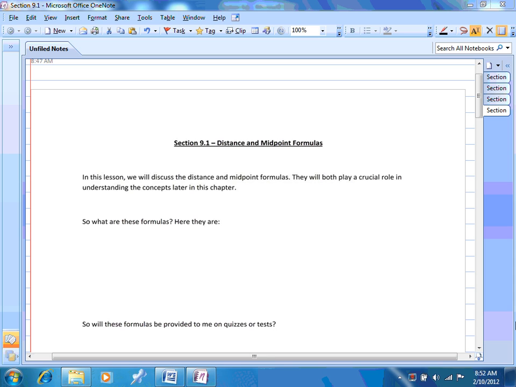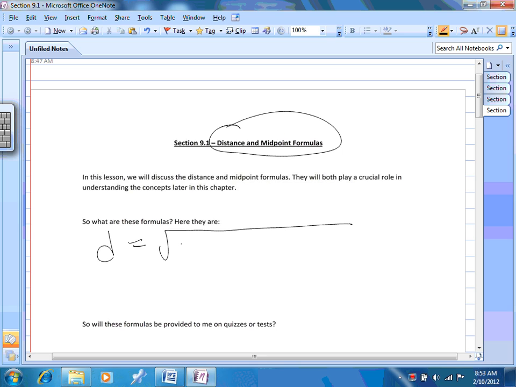So section 9.1. Obviously we're talking about distance and midpoint formula. They will play a very important role in understanding what happens in the next section. We're going to talk about parabolas, then circles, ellipses, hyperbolas. We'll use distance formula to understand why parabolas work the way they do, as well as circles and other stuff. And we even have to use midpoint too. So here are the formulas. I'm sure you've seen this before in Algebra 1 and in geometry last year.